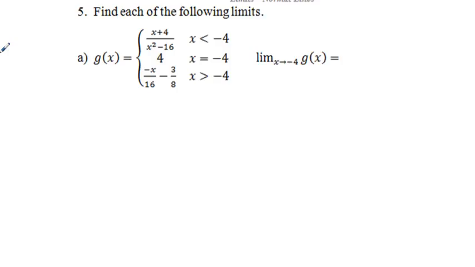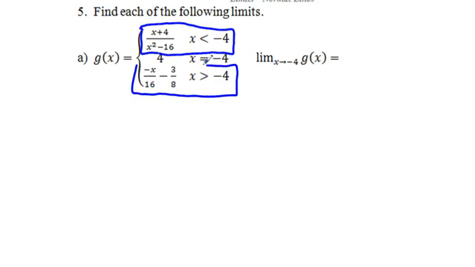5. Find each of the following limits. So we have this one here, which is a piecewise function. And to have a limit, we need the left side limit, which is this one here, I'm boxing in, to equal the right side limit. And in this case, this thing in the middle, where x equals 4, is not relevant to a limit where x equals negative 4.